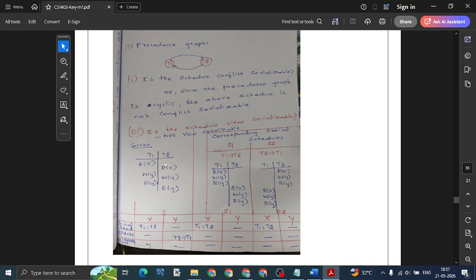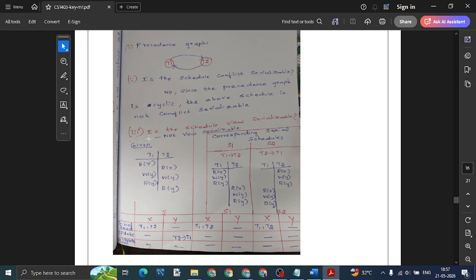Every conflict serializable schedule is view serializable, but any non-conflict serializable schedule may or may not be view serializable. It is not that every non-conflict serializable schedule is also not view serializable. If any schedule belongs to non-conflict serializable, then you have to check whether it is view serializable or not. But if you know the schedule is conflict serializable, you need not check whether it is view serializable, because by default every conflict serializable schedule is view serializable.